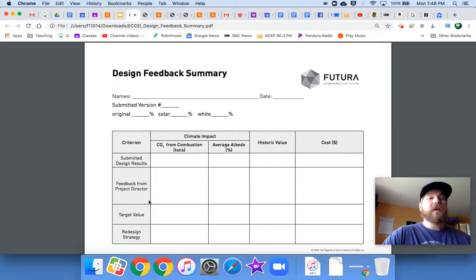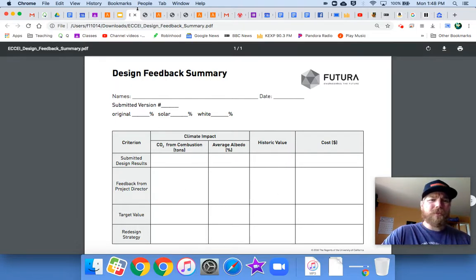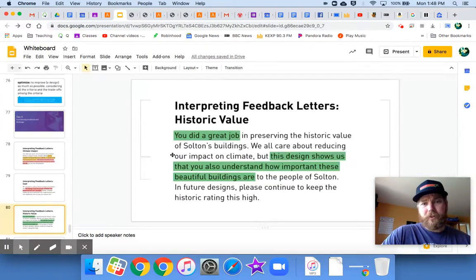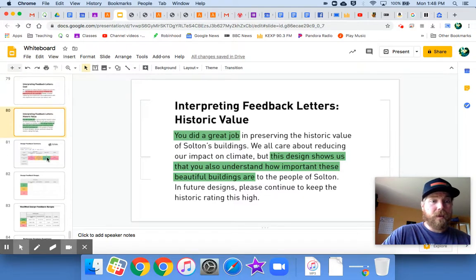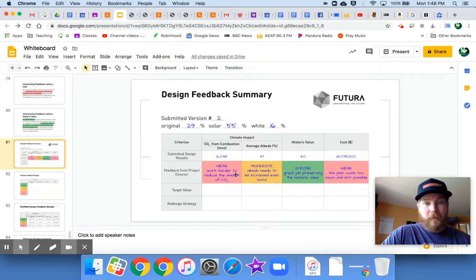Okay. Now, what you're going to do is you're going to go through your feedback letter and you're going to look at all those categories and you're going to fill out that form for yourself. Here's an example of what that form might look like filled out with the notes there.